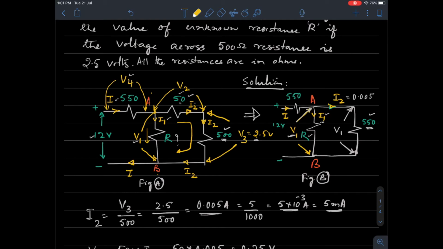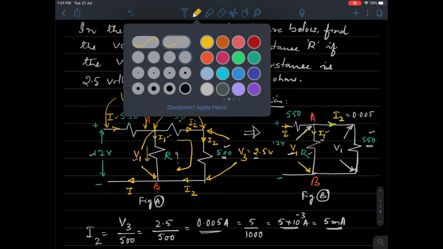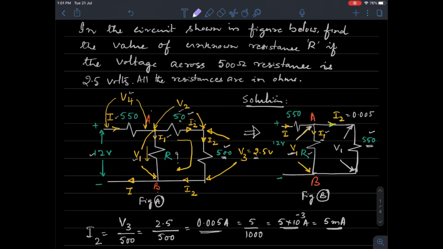See, the best practice that you can have while solving these networks is that you try to put the polarity. That is another feature that you can put. What I mean to say is, when current I flows through this 550, it will create a positive polarity here, and a negative polarity on the other side, because current flows from higher potential to lower potential. Similarly, the polarity of V2 is in this manner. The polarity of V3, the top end is positive, the bottom end is negative. Here in R, end A is positive, end B is negative. You can even put this polarity so that you can have your KCL, KVL properly written.